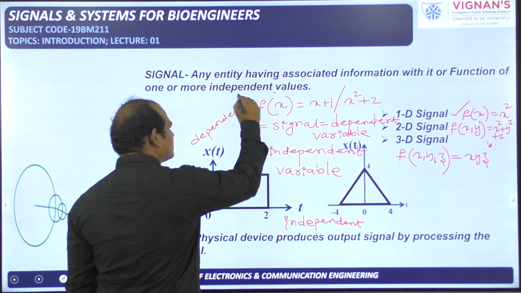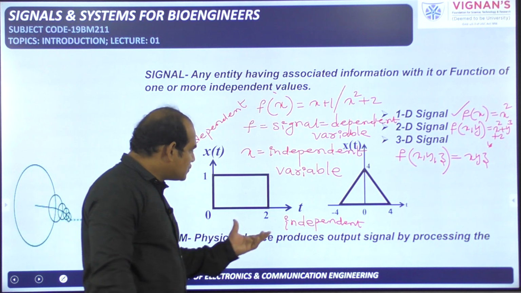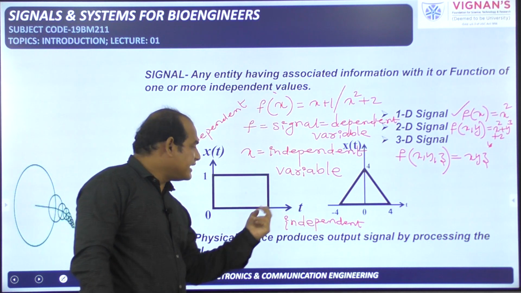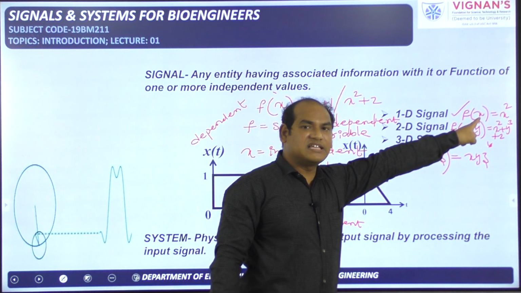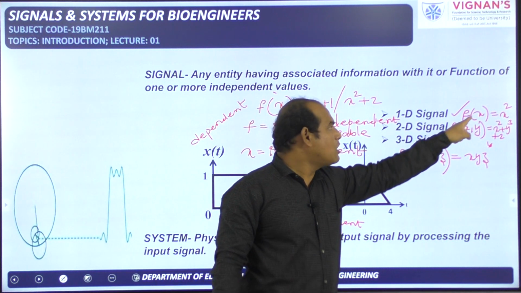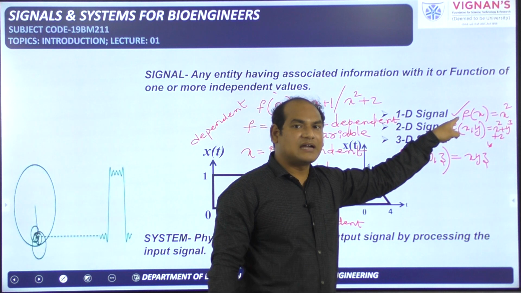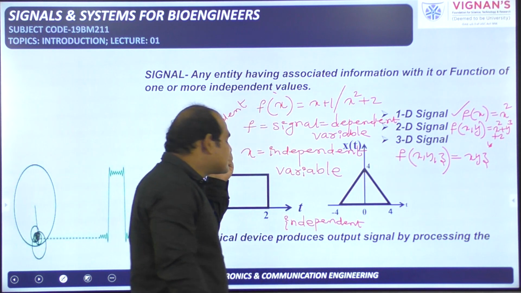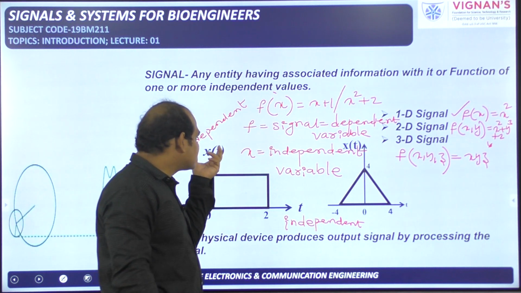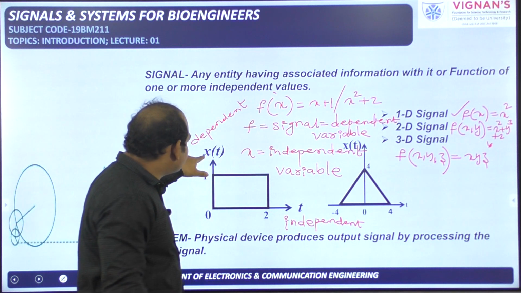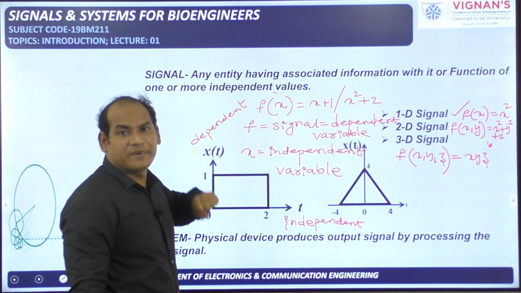So you see here, t is the independent variable we have taken. Here x is the independent variable. What is there within the bracket? That is the independent variable. What is there outside the bracket? That is called the dependent variable. So here x of t is the signal, not f of x. Here x of t is the signal, so x is the dependent variable and t is the independent variable.